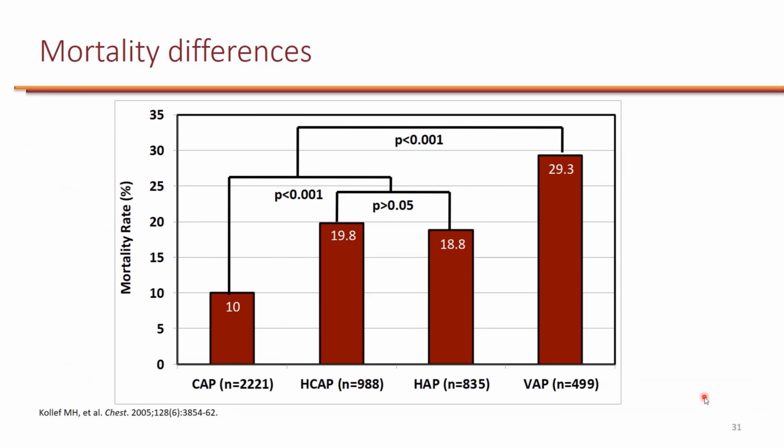Now, at this point, you should know that there are 4 different types of pneumonia. There's community-acquired pneumonia, there's healthcare-associated pneumonia, there's hospital-acquired pneumonia, and there's ventilator-associated pneumonia.